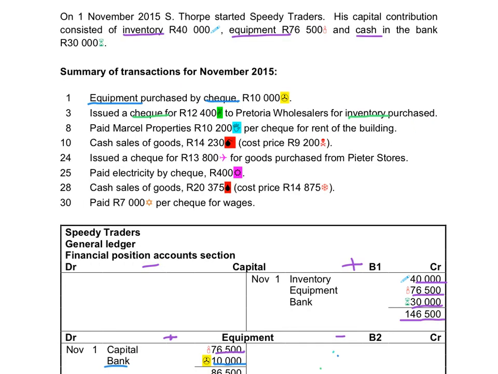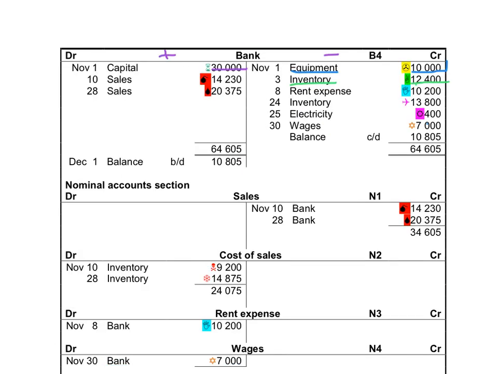Paid Marcel Properties 10,200 for the rent of the building. We paid money, so the bank account will be the one double entry in exchange for rent of the building, so the rent will be the double entry. The bank account is credited to reduce the amount of money in the bank, and this amount will be transferred to the debit side of the rent expense account. Rent expense is an expense that will increase on the debit side and decrease on the credit side.